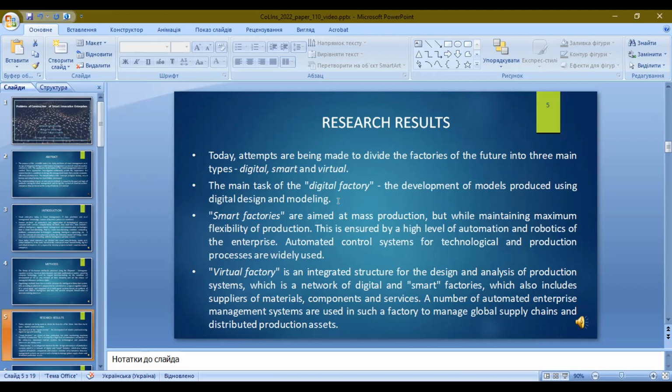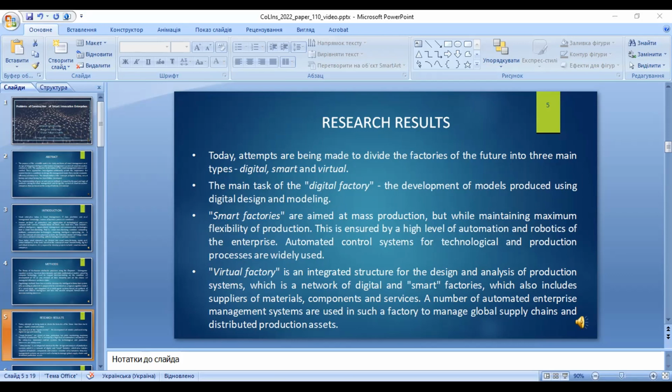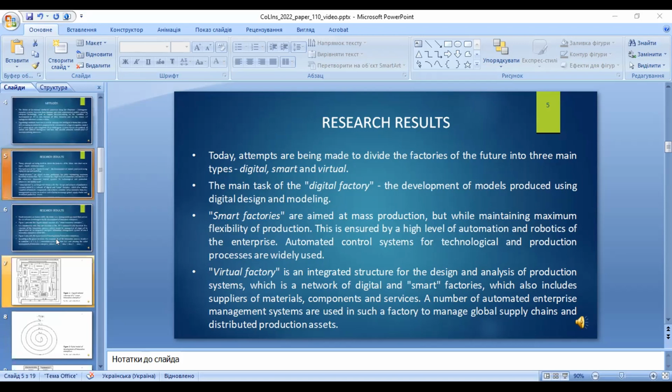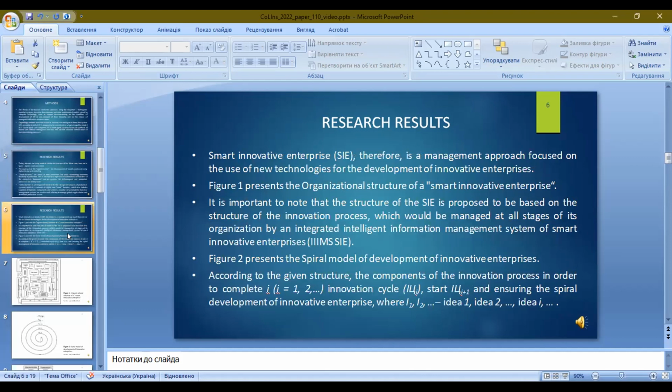And virtual factory is an integrated structure for the design and analysis of production system, which is a network of digital and smart factories, which also includes suppliers of materials, components and services. A number of automated enterprise management systems are used in such a factory, managing global supply chains and production assets. The innovative enterprise, therefore, is a management approach focused on use of new technologies for the development of innovative enterprises.